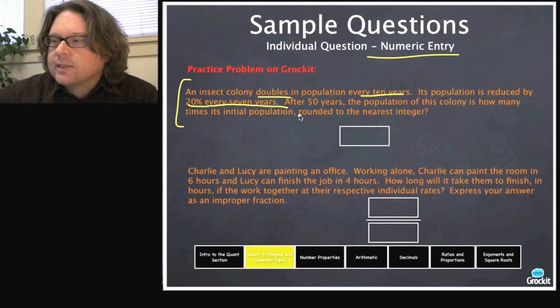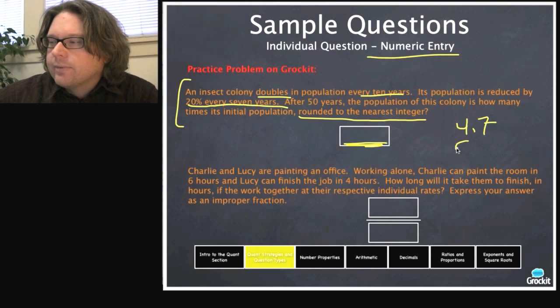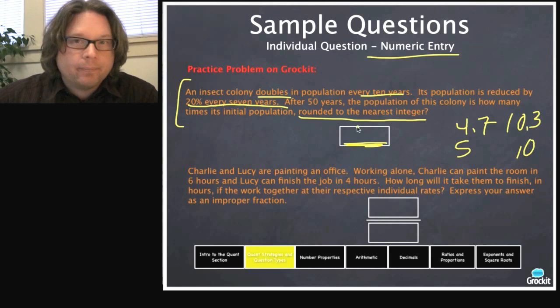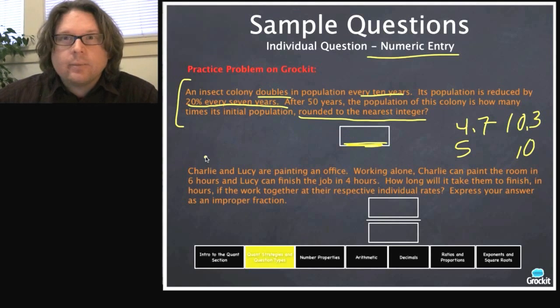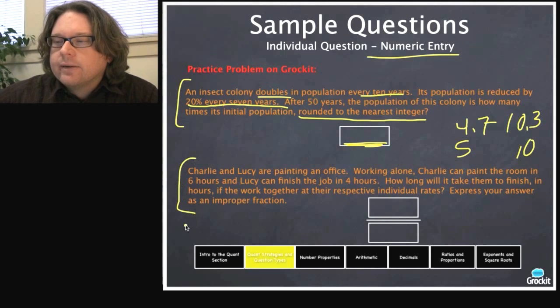So note that we've been given some specific instructions about how to round, and then we actually have to enter in a particular answer. So even if the real answer is 4.7, we need to round that to 5. If the real answer is 10.3, we need to round that to 10, nearest integer. This is to be contrasted with the kind that we have down here.